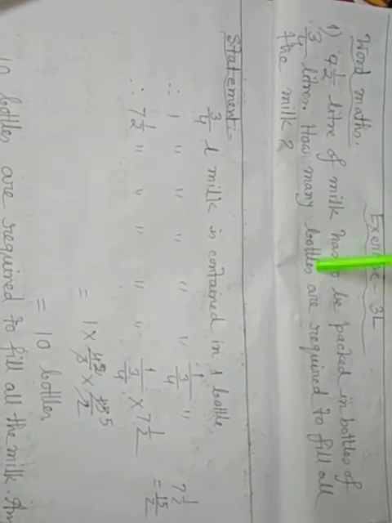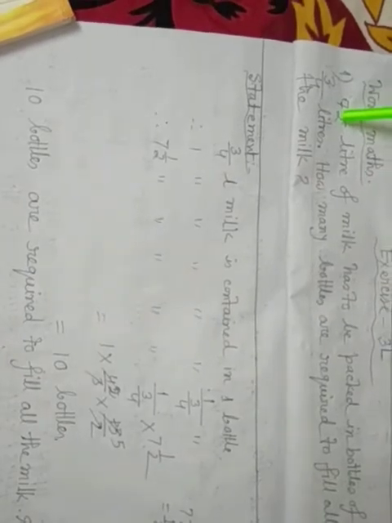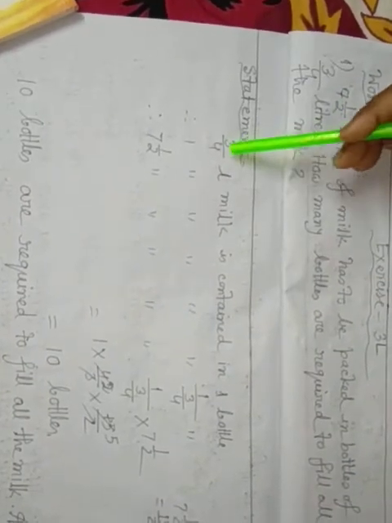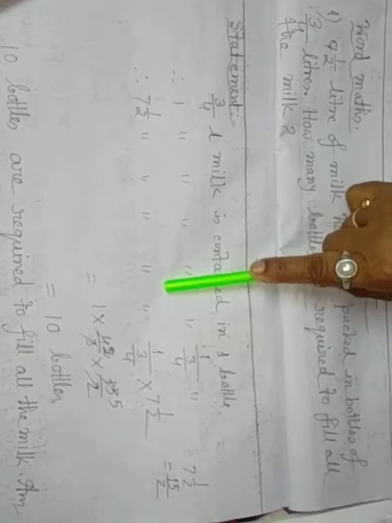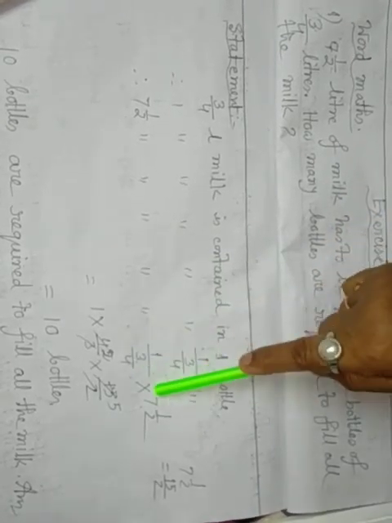7 1 by 2 liter of milk has to be packed in bottles of 3 by 4 liters. How many bottles are required to fill all the milk? One bottle contains 3 by 4 liters. So for 7 1 by 2 liters of milk, how many bottles are required? 3 by 4 liter milk is contained in one bottle. 1 liter is contained in 1 divided by 3 by 4. So 7 1 by 2 liter milk is contained in 1 divided by 3 by 4 into 7 1 by 2.